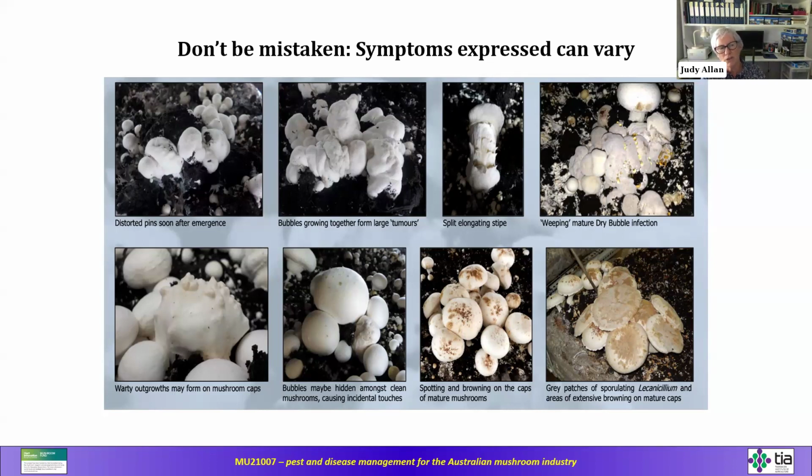The top left, the distorted pin soon after emergence, means that the spore landed in that spot when that mushroom was very small, and it has the real characteristic bubbles. And the tricky thing is the top right-hand one, that is still dry bubble, but some people see those drops and they think, oh, it's wet bubble. So look closely and take the corrective action, but sometimes it is advisable to make sure you've got the right diagnosis. Next slide, thanks.